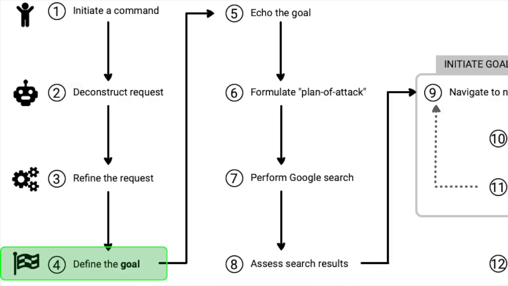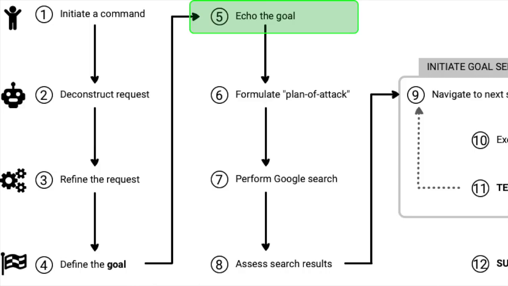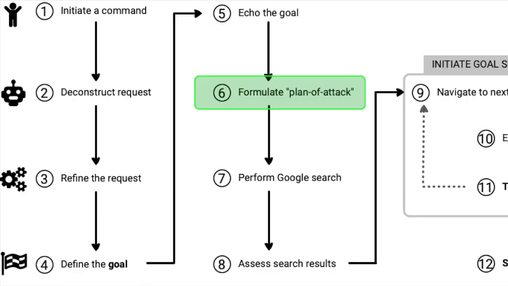Step 4, define the goal. The user's initial inquiry may contain the goal, or it may not. Either way, the goal, i.e. the stopping point, needs to be determined and made explicit. Step 5, echo the goal. This brings the human in the loop by giving them the option to accept or to refine or modify the query. Step 6, formulate a plan of attack.